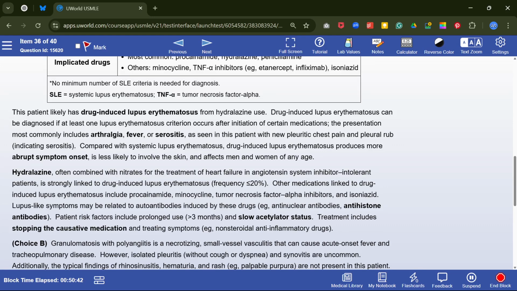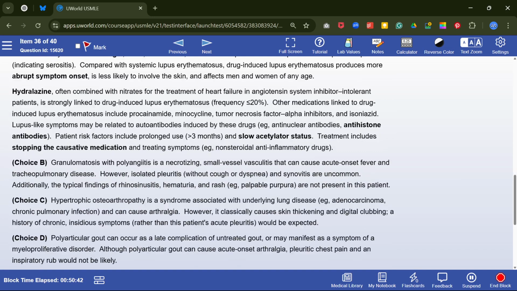Non-NSAIDs. Hypertrophic osteoarthropathy is a syndrome associated with underlying lung disease, adenocarcinoma, chronic pulmonary infection. It can cause arthralgia, however, it classically causes skin thickening and digital clubbing and a history of chronic insidious symptoms rather than acute pleuritis would be expected.